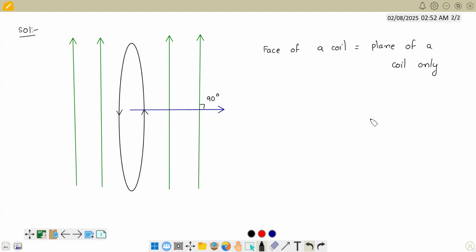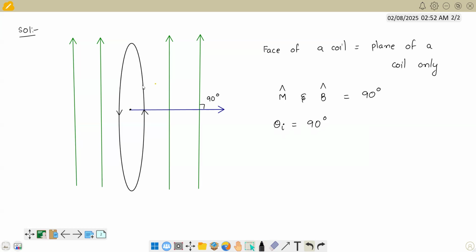If the plane of the coil is parallel to the magnetic field lines, what is the angle between them? The magnetic dipole moment would be perpendicular to this. That is, the area vector would be perpendicular to this. So the angle between the magnetic dipole moment and the external field lines is not 0 degrees, it is 90 degrees. So basically, theta initial is 90 degrees.